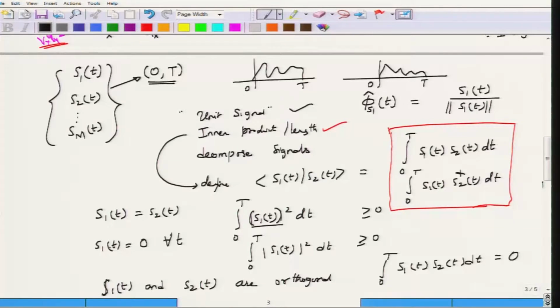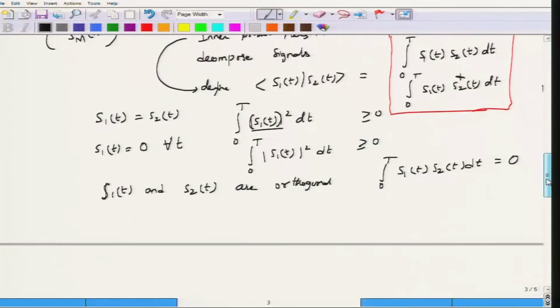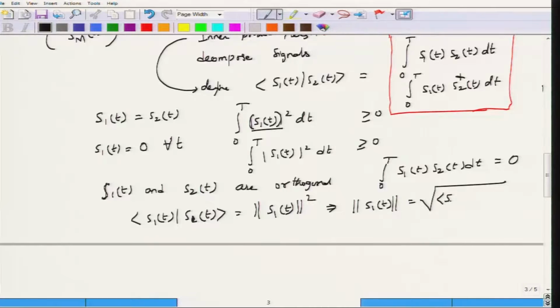What would be that length? Well, I know that the inner product of the waveform S1 with itself actually gives me the length square, this is the norm square. Therefore, inverting this relationship, I obtain the length of the signal S1 of t as the square root of S1 of t with S1 of t itself. So, the square root of S1 of t with S1 of t itself will give me the length.